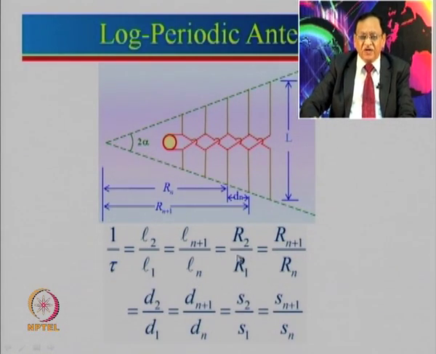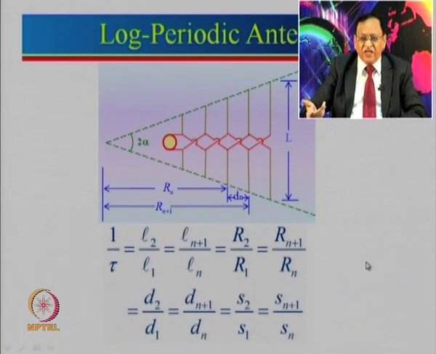The same thing is also valid: this 1 by tau holds good even for R2 by R1, which is the distance from the apex, and this is the angle which all these dipoles are making. So, this is also known as angular variation of these dipole lengths, and even the diameters and spacings, all these things should vary in a logarithmic manner. But you might ask where is the log here, right.